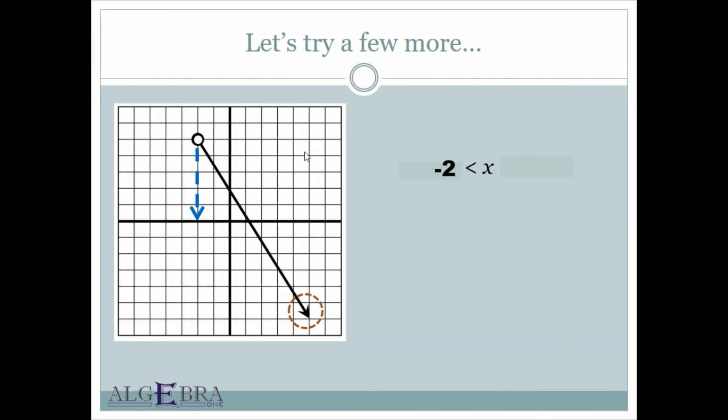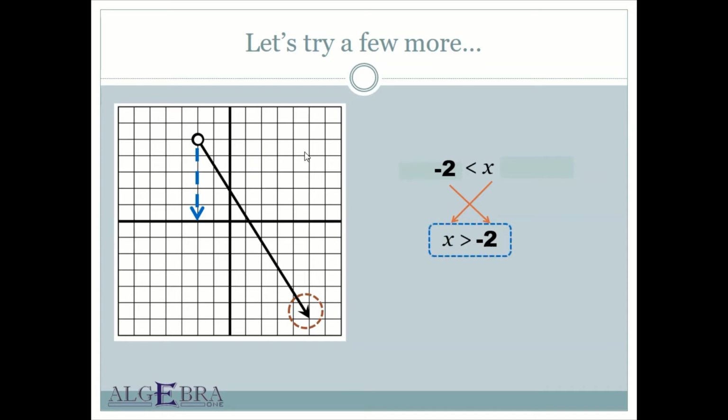Finally, we want this to read from left to right like a sentence. I need to rewrite this to have my variable on the left, my constant on the right. I need to flip my inequality sign in the middle. And I say x is anything greater than -2.